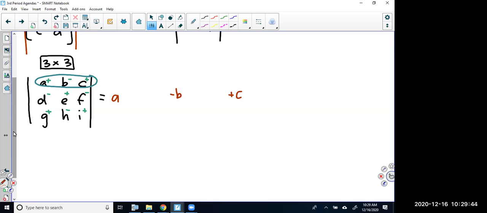If we went with the other row, that would matter. If we had D, E, F, we'd have negative D, plus E, minus F. That's important, because it'll change all your signs. Then each one of these is going to have a 2 by 2 matrix next to it.